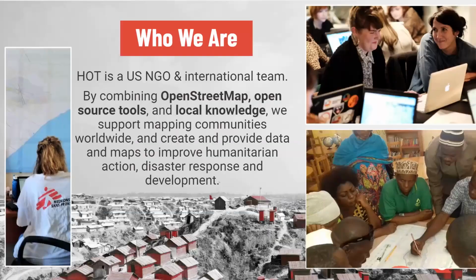So Humanitarian OpenStreetMap Team is a US NGO and also an international team. By combining OpenStreetMap, open source tools, and local knowledge, we support mapping communities worldwide and create and provide data and maps to improve humanitarian action, disaster response, and development. And really what we do is to work with local communities in doing the mapping and providing this map data. In the next slide.